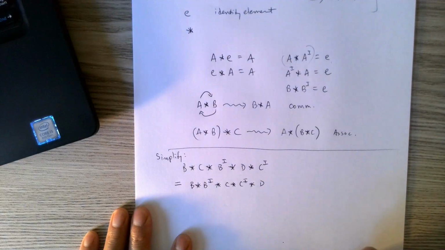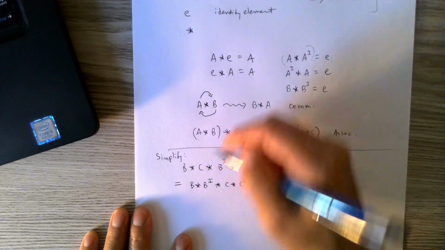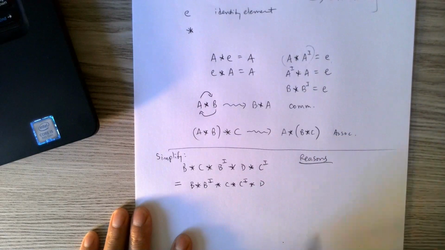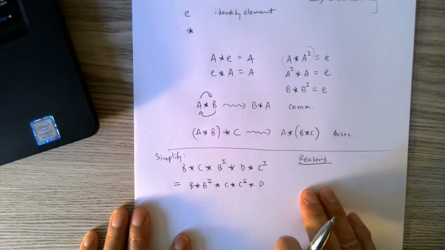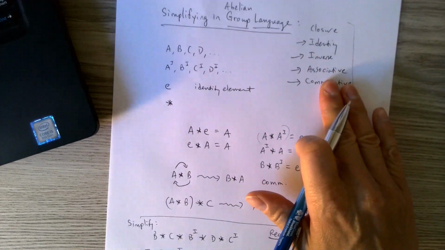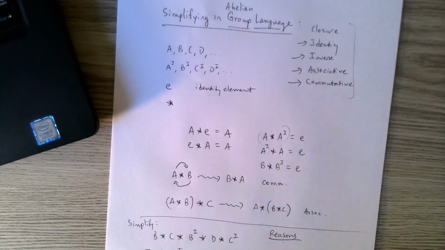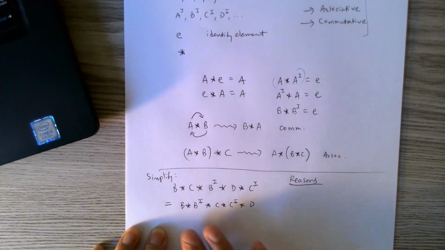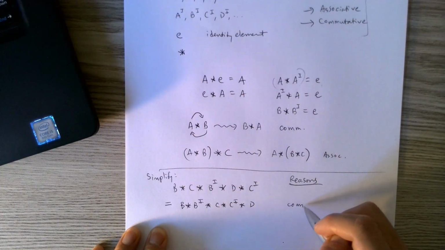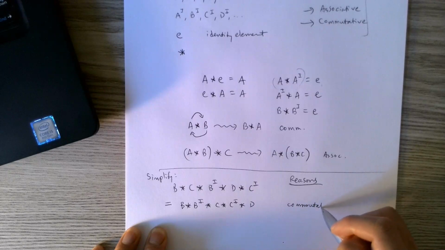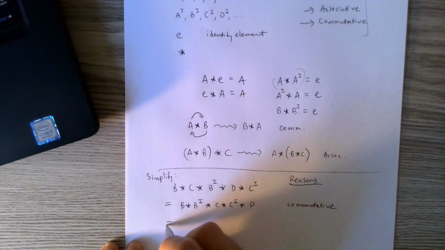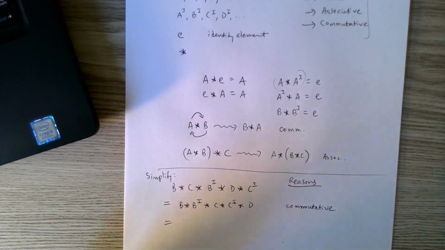Like so. And when I'm simplifying expressions, I always have reasons for every step. And my reason must be one of these properties. So for this step, I already said it, I'm using commutative property. So my reason is commutative.